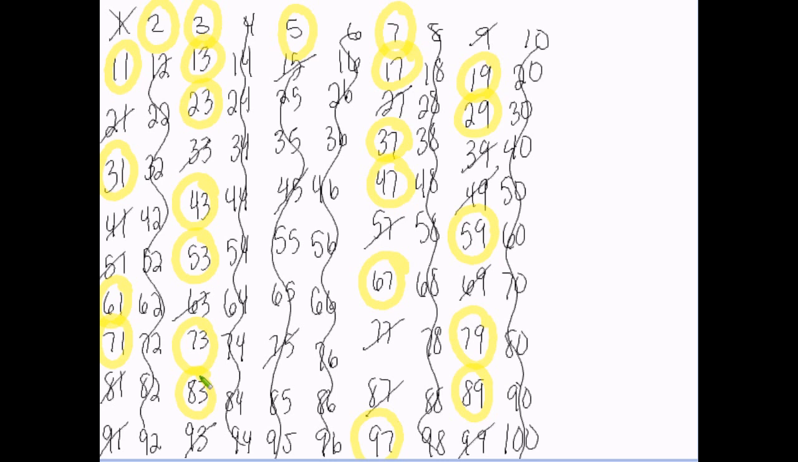Did I miss any? Nope. There you go. All your primes up to 100. These are the numbers you need to check when you're factoring.